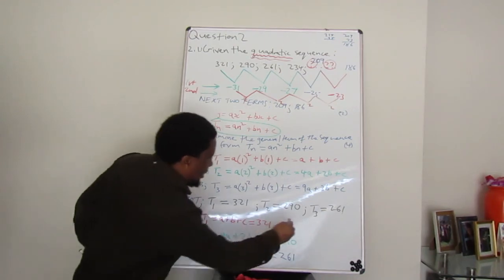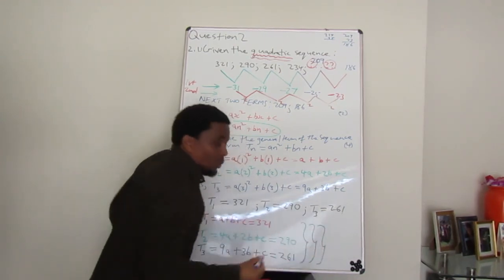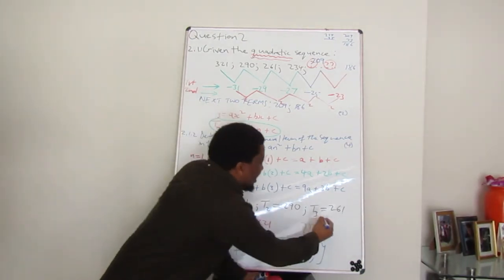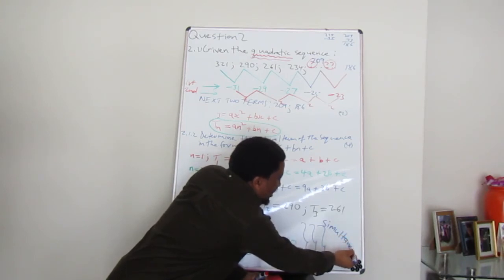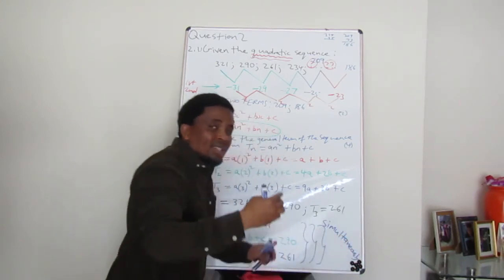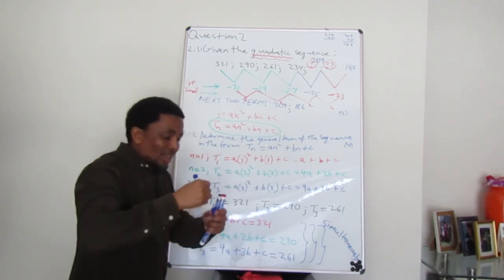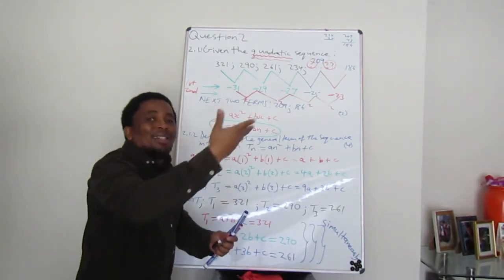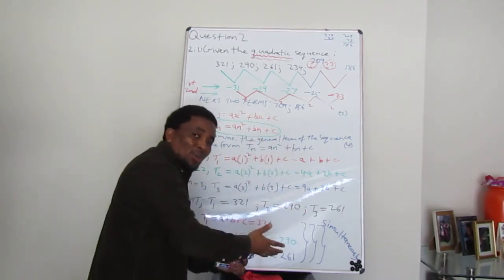So now we've got a fully fledged equation here, a fully fledged equation here, a fully fledged equation here. Right? Now we can solve this one now. We can solve this simultaneously.